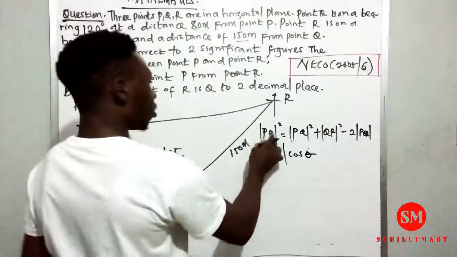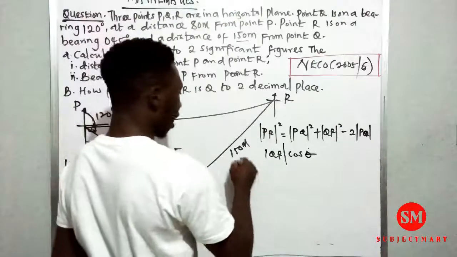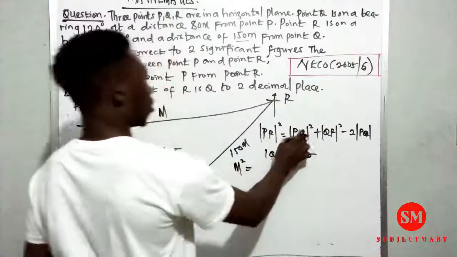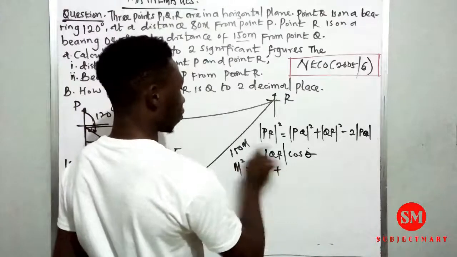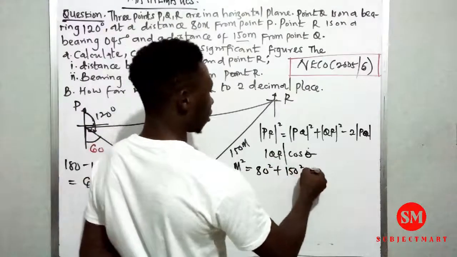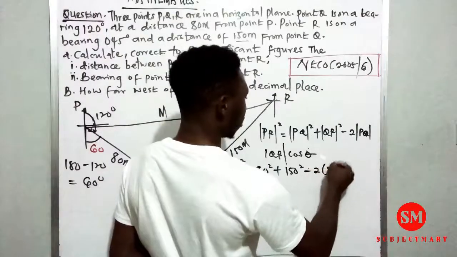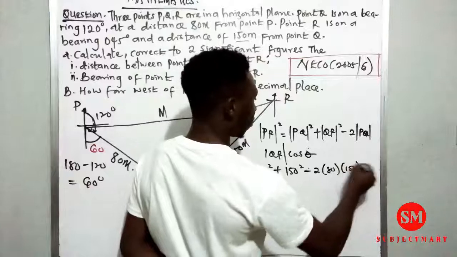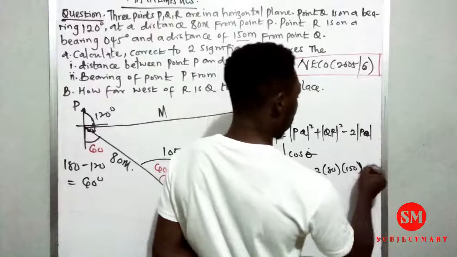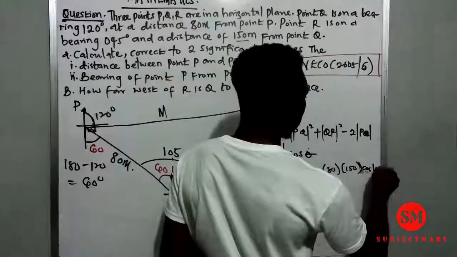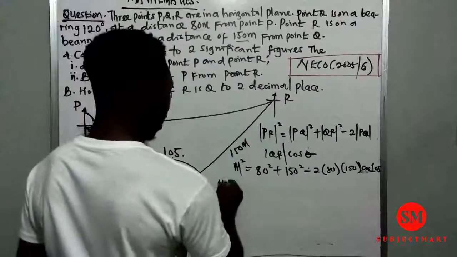Now, PR is what we are looking for, but let us call it M. So M squared is equal to PQ, that's 80 squared, plus 150 squared, minus 2 times 80 times 150 times cos 105.